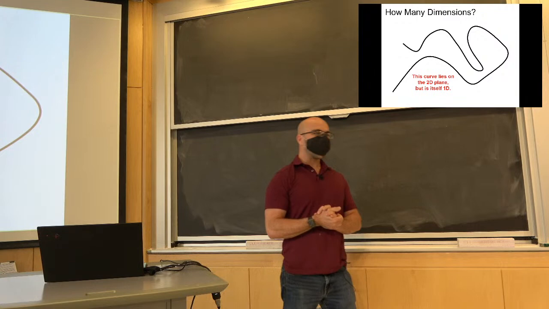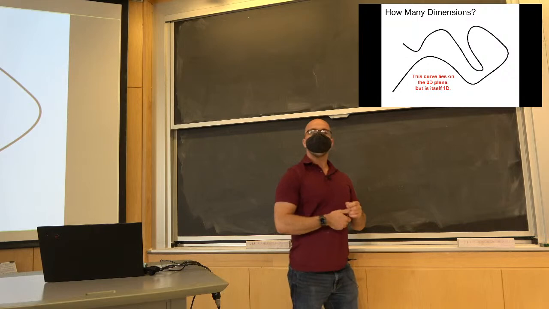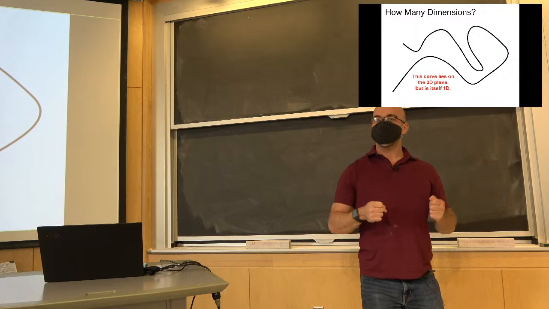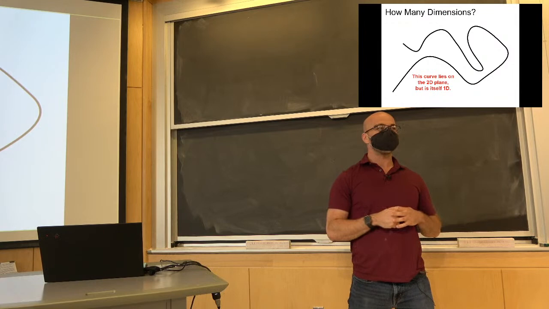The curve is sitting on the 2D plane, and it's not just a straight line, so there is a 2D structure here. But the word that we often use is that this is intrinsically a one-dimensional object. In other words, if I'm an ant crawling along this curve, it kind of looks like 1D space locally as I move around. And we see that play out mathematically.